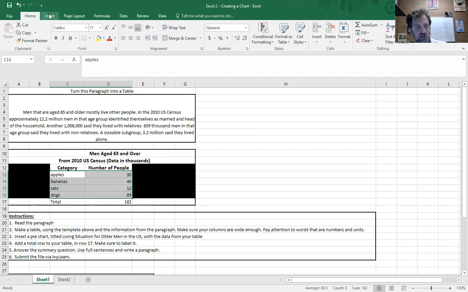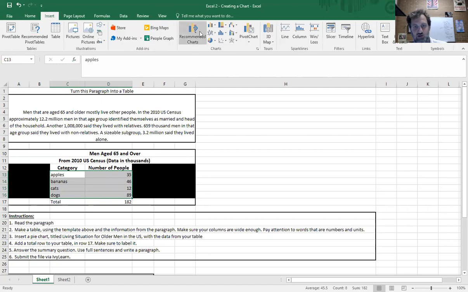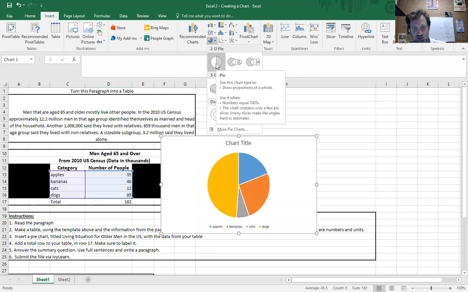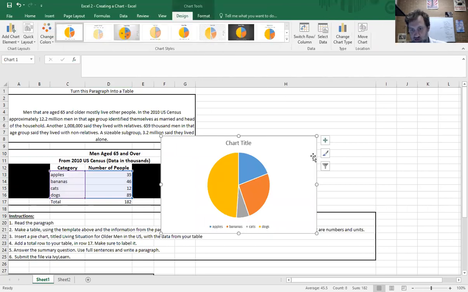Okay, so insert is up here on the top bar. You go over to your charts. We're going to do a bunch of charts in this class. This is our first one. It's a pie chart. Click here. Look at my thing. There's 4 pieces of pie. That's a good sign because there's 4 different categories.